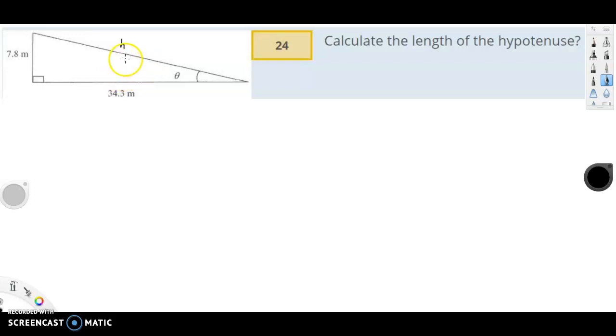Now we need to know the length. Well, we know the other two sides. So if you know two sides in a right angle triangle, we use something called Pythagoras, or the Theorem of Pythagoras, right? And that's easy enough. Like say you have a right angle triangle.